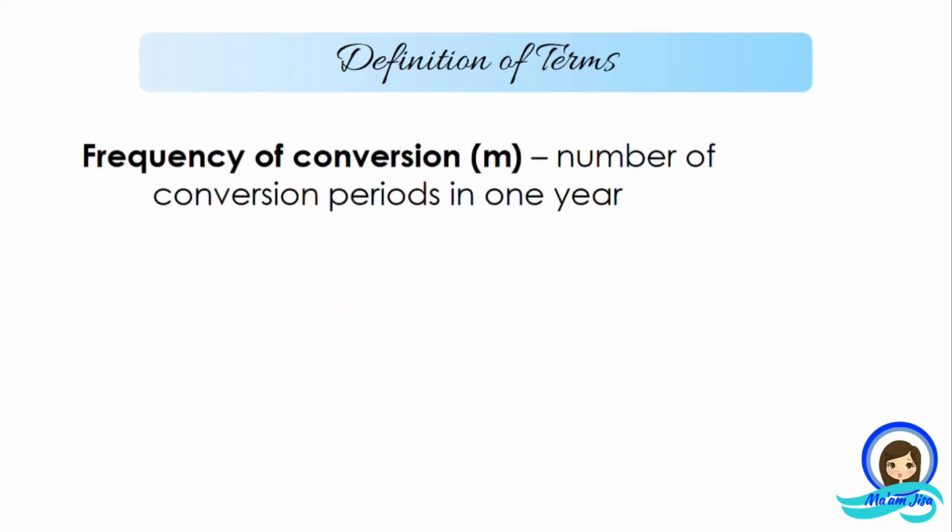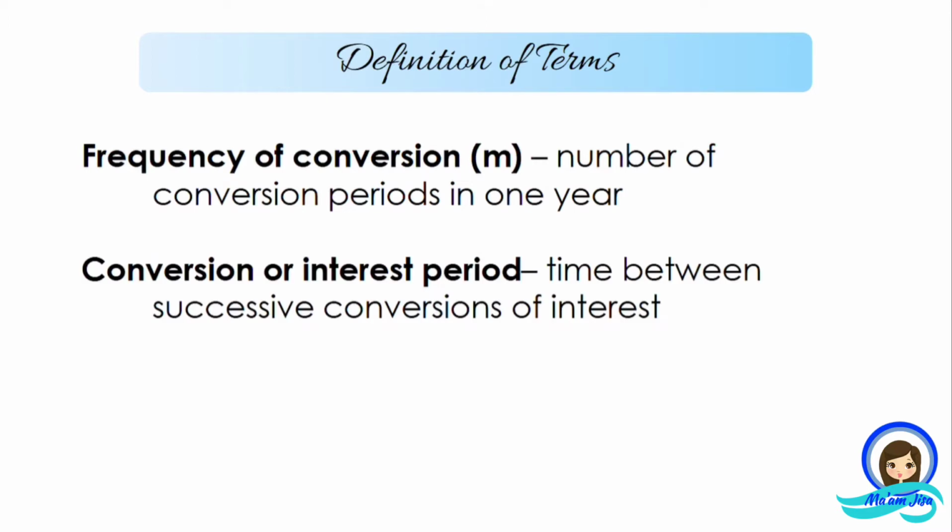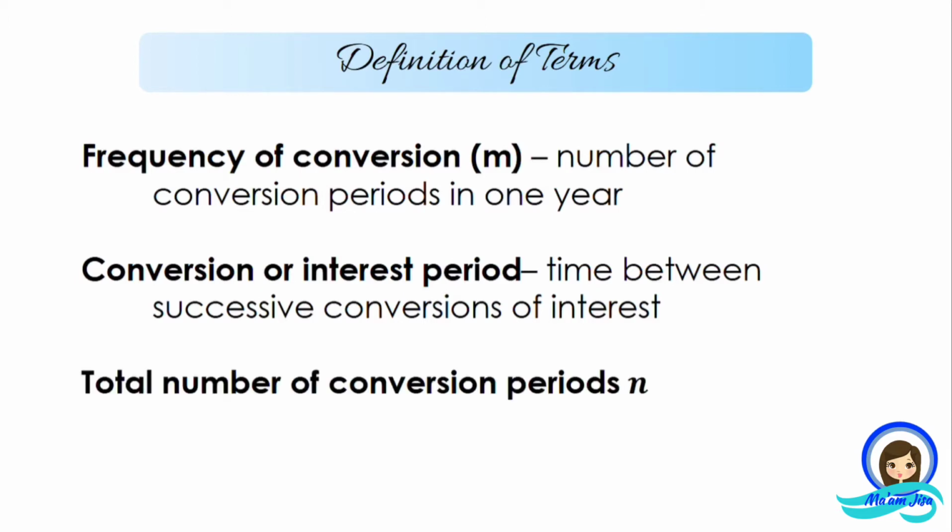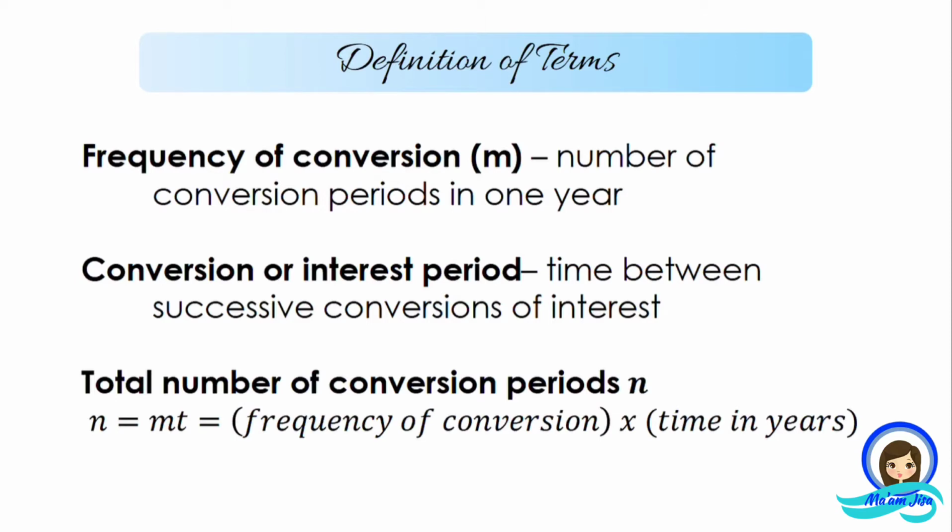Frequency of conversion, or M. This refers to the number of conversion periods in 1 year. For example, if it is semi-annually, annually, monthly, quarterly, or daily. Conversion or interest period refers to the time between successive conversions of interest. Total number of conversion periods, or N, is solved by multiplying the frequency of conversion and time in years, or the formula for finding N is MT.